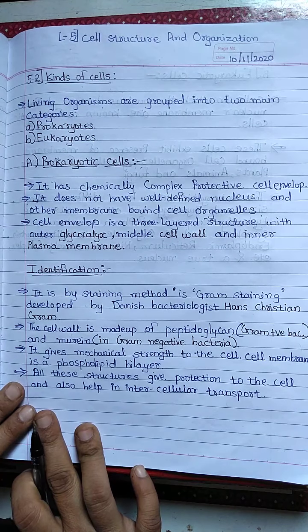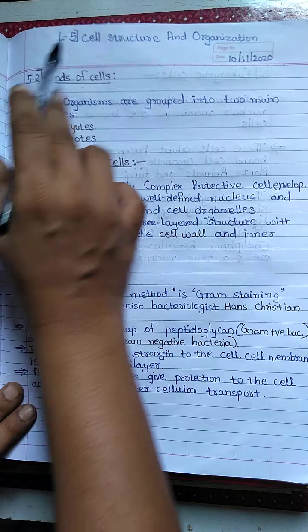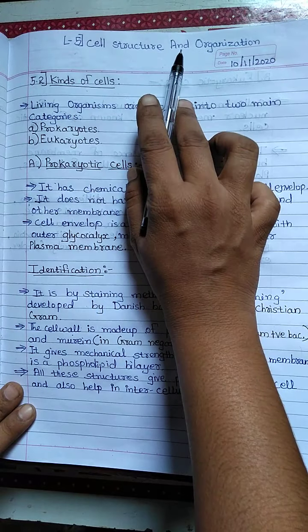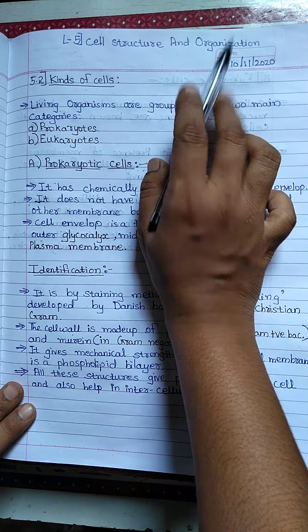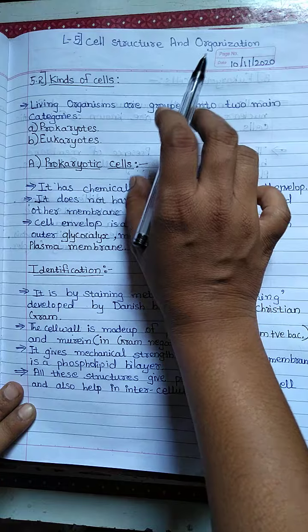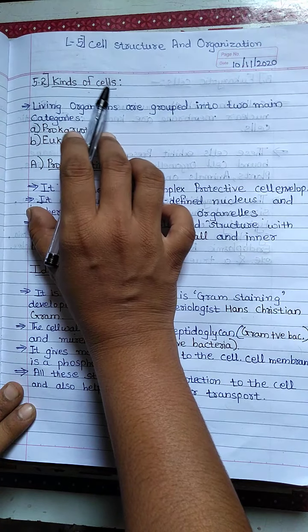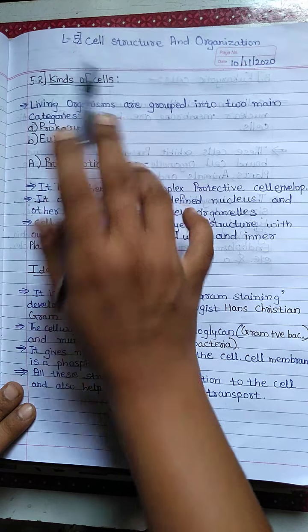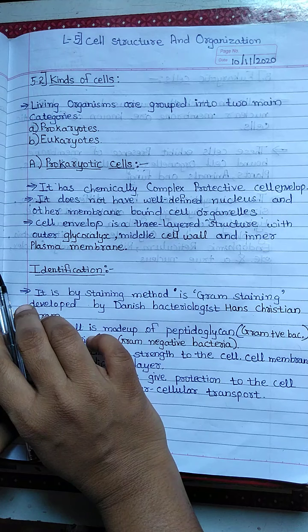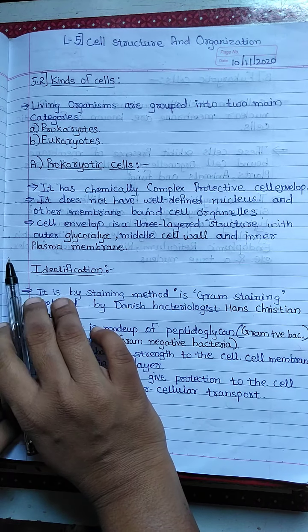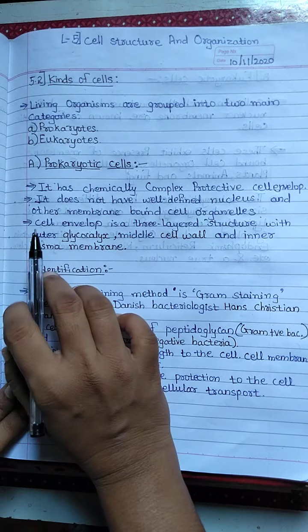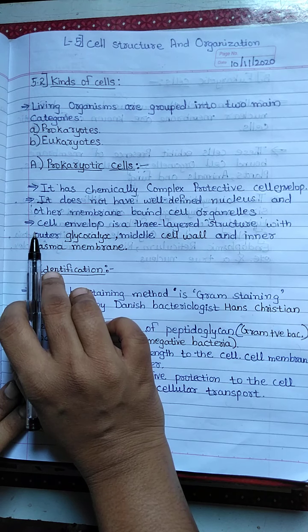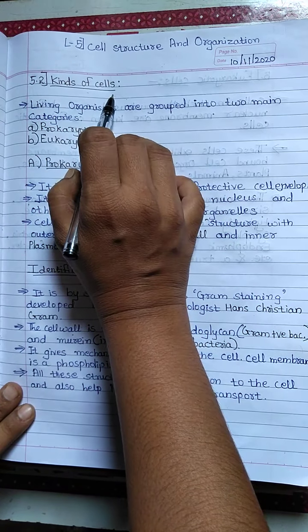Hello students, today we are starting with lesson number 5, Cell Structure and Organization, from the biology subject. 5.2 Kinds of Cell. During the last lecture we studied 5.1 Cells. Let us remind ourselves what is meant by a cell.